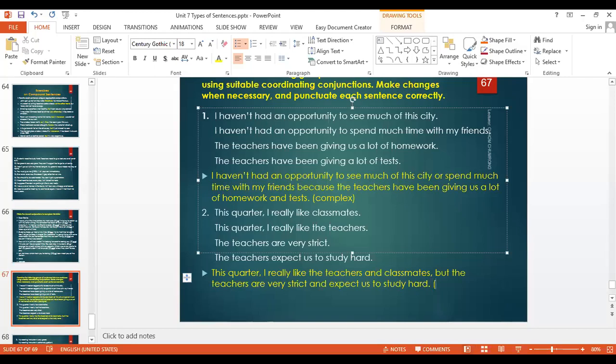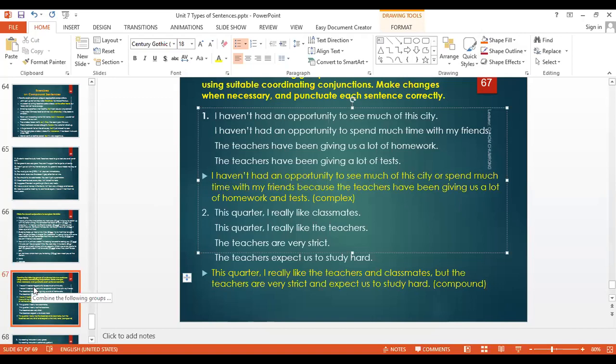And what sentence is it? What if I change back to "yet"? Is it correct or not? This is not a very surprising or unexpected one, it's just a contrast. So we don't use "yet" here, just "but." This is correct. Oh yes, teacher, it is a compound sentence. Yeah, compound sentence. Okay, correct.